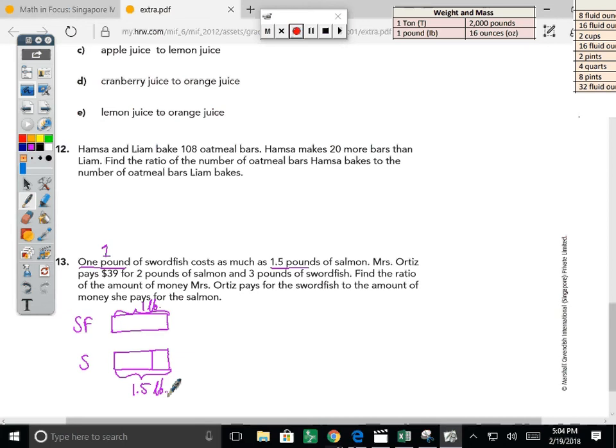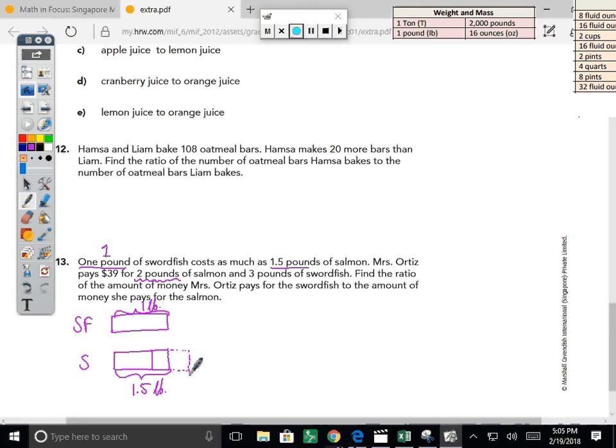Okay, let's stop right there. She wants 2 pounds of salmon, so the S is here for salmon. She already has 1.5 in my bar model. She'd only need a little half more, wouldn't she? To be able to get to 2 whole pounds of salmon.